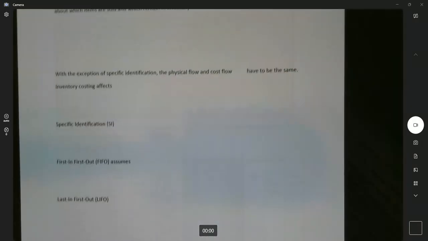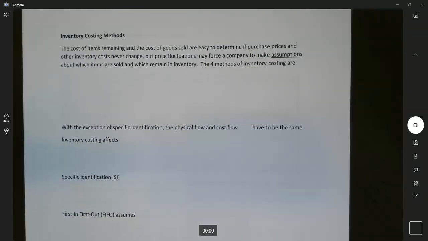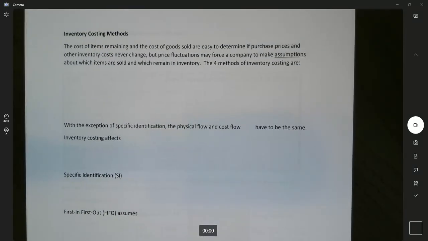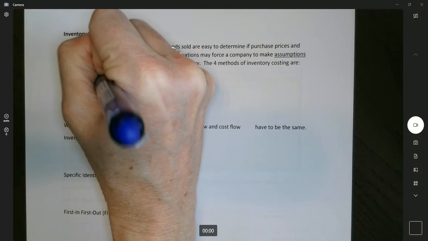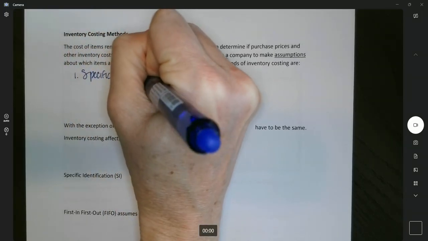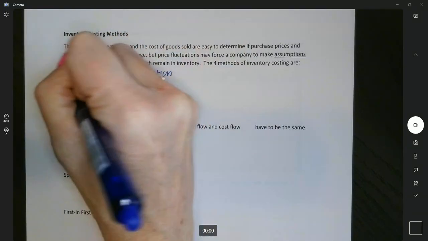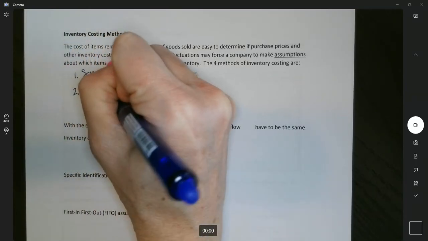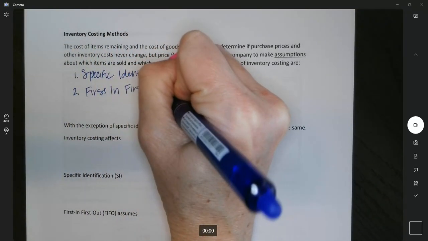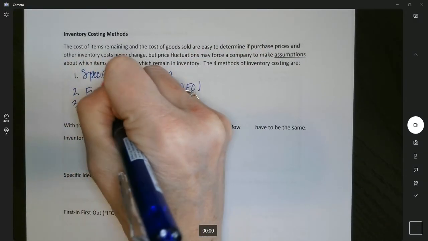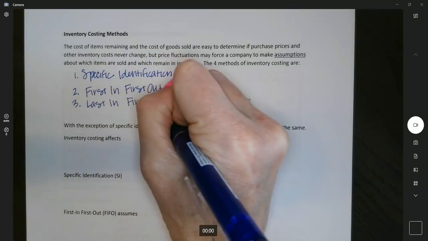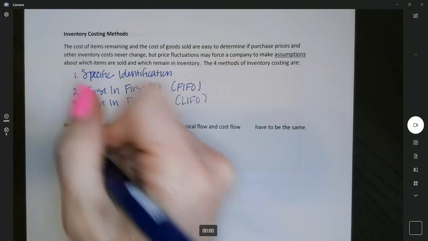Turning the page. Now we're going to talk about inventory costing methods. There are going to be 4 main methods that we use. They will depend on perpetual or periodic in a couple of them, but the 4 methods that we'll use include specific identification, first in, first out, last in, first out, and weighted average.